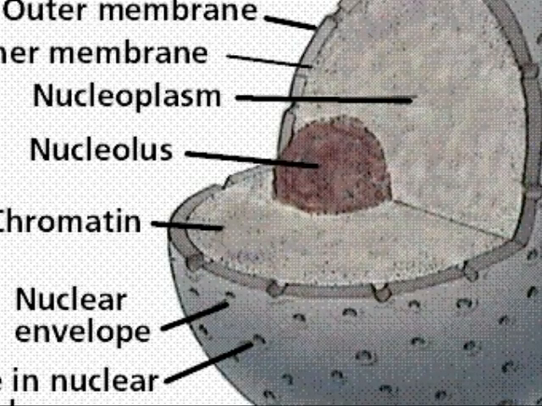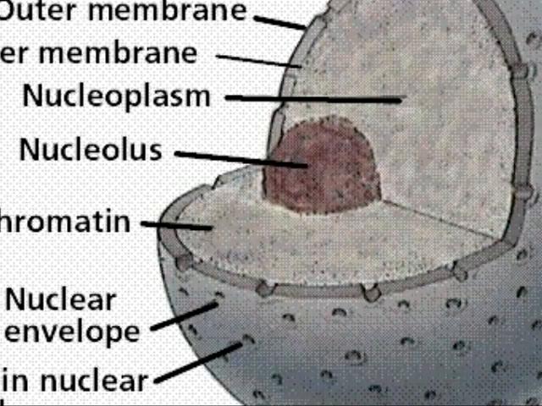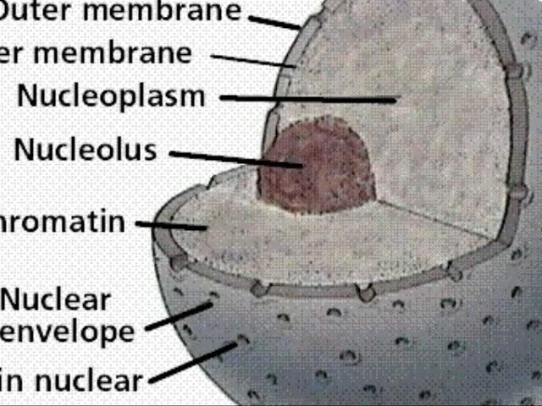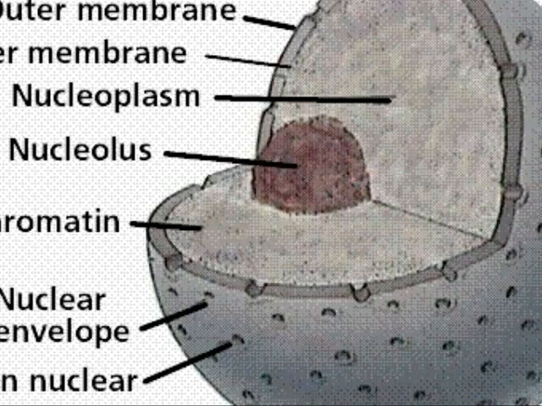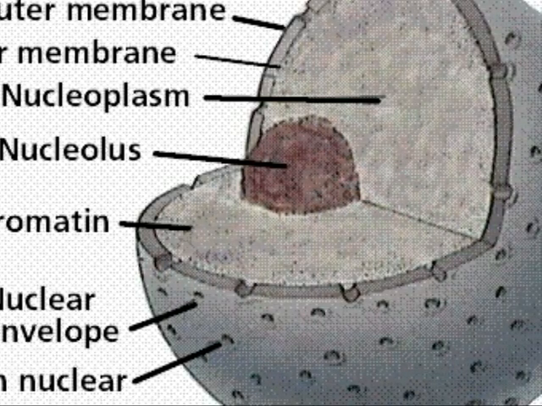Outside the nucleus is what's called the nuclear envelope. The nuclear envelope is the double membrane that forms the boundary between the nuclear contents and the cytoplasm. If you look close, you can see that it is perforated with pores. Look to the right, everyone.